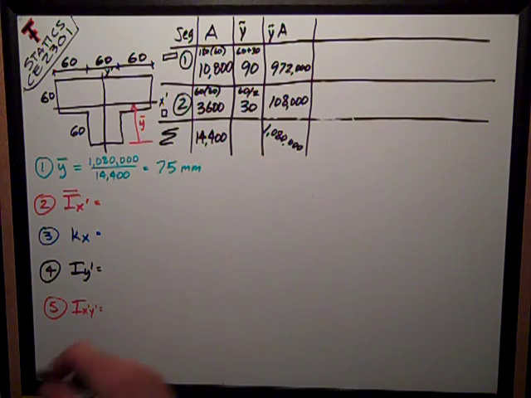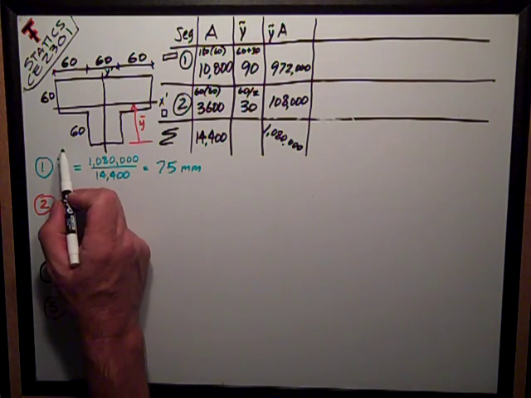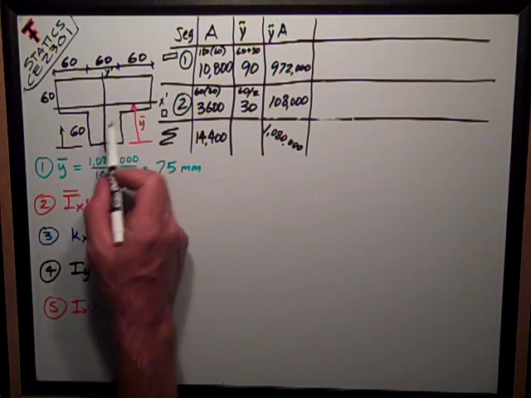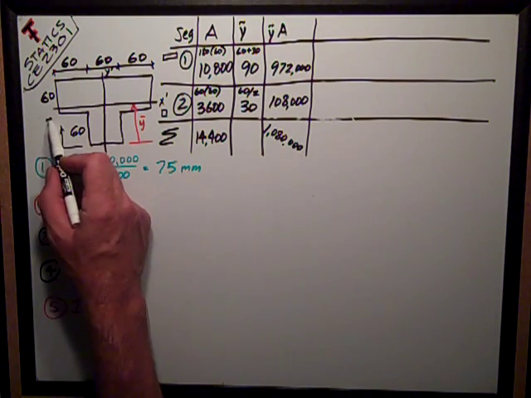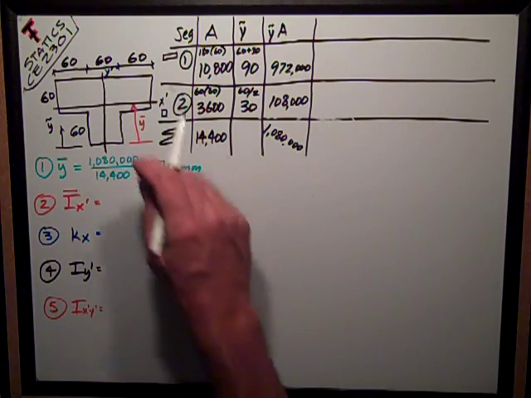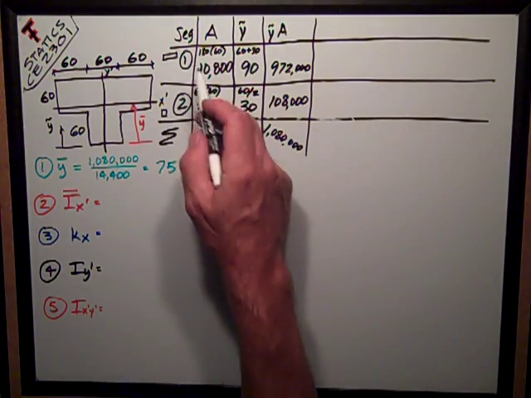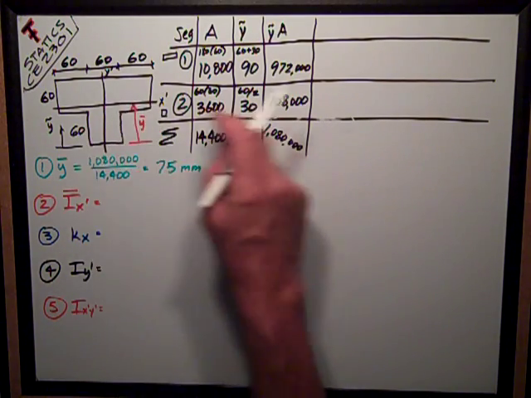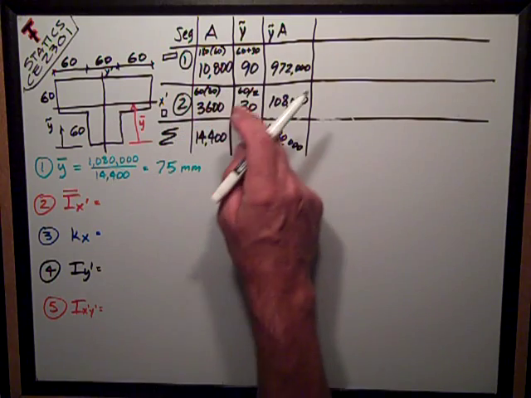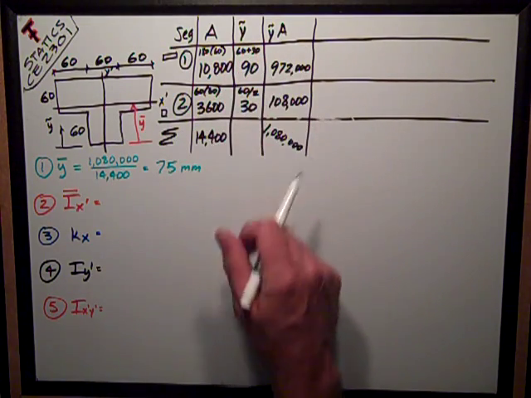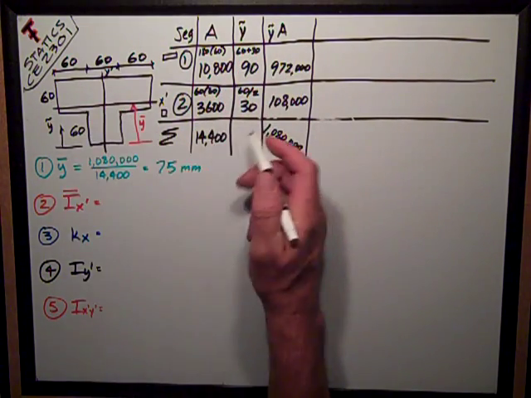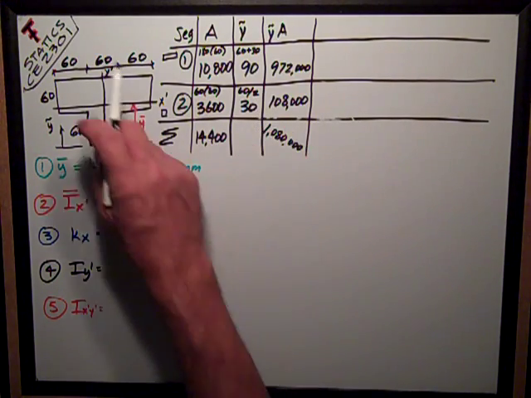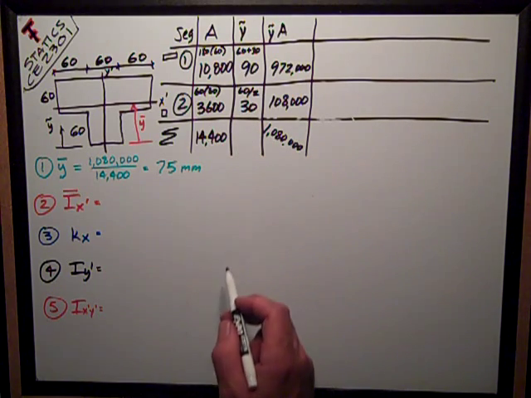My Y tilde is the distance from the base to the centroid of each segment. For the rectangle on the top, segment 1, it's the 60 of the square plus half of the height of the rectangle, which is 30. 60 plus 30 is 90. For the square on the bottom, I have 60 divided by 2, half of its height, or 30.